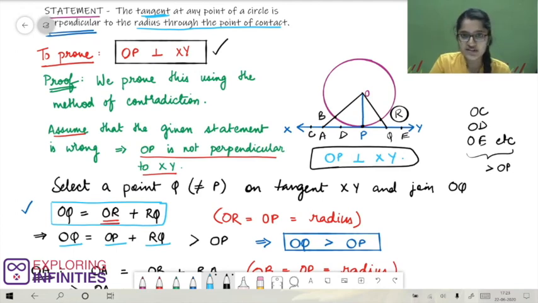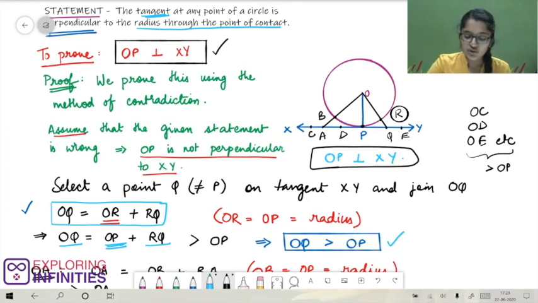Here, RQ represents a distance. So the value of RQ should always be greater than 0. That means RQ is always a positive value. Now OP plus a positive value will always be greater than OP. From this, we could conclude that OQ is greater than OP.